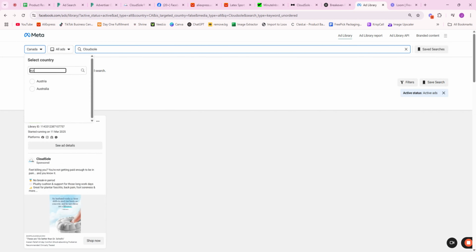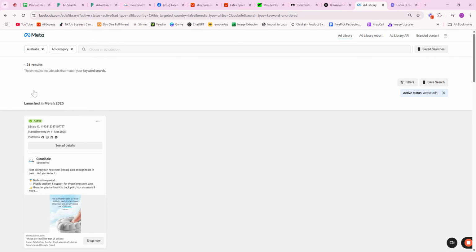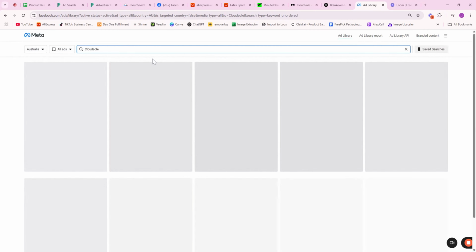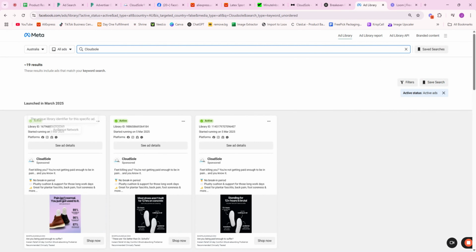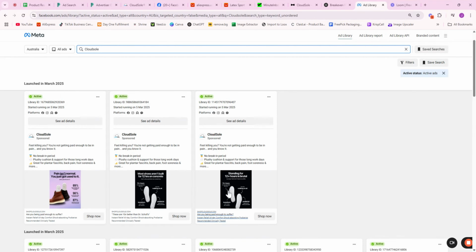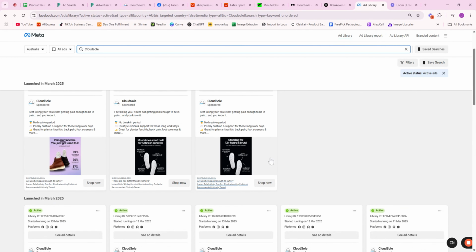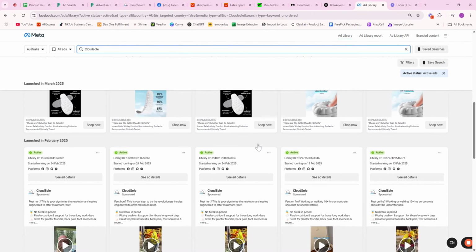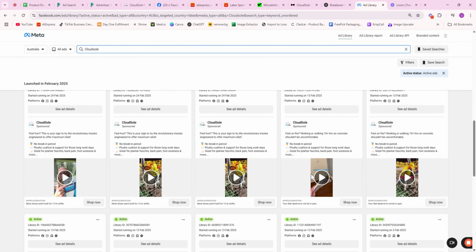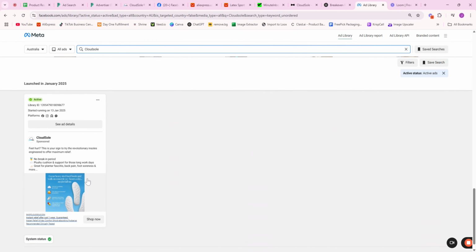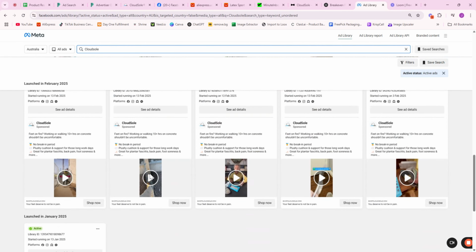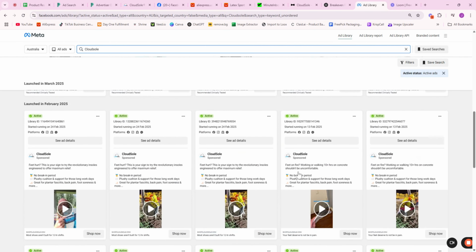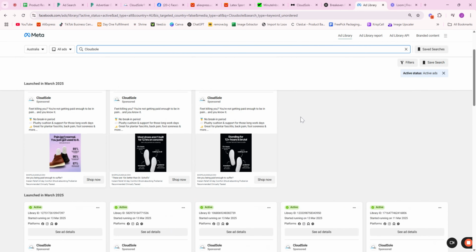Another country that came up was Australia. Add category all, CloudSol, enter. And now we can see there's 19 results for Australia. See there's some picture ads as well. Interesting. 3 launched, 8 launched in March only in Australia. 5, 10, 11 launched in Jan. 1 launched in Jan, 10 launched in Feb. So also we can target Australia.